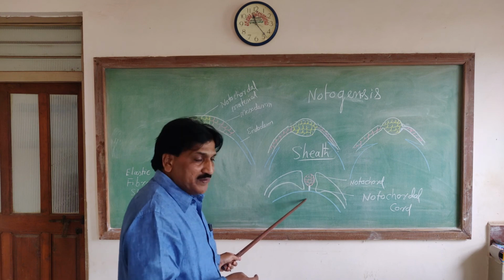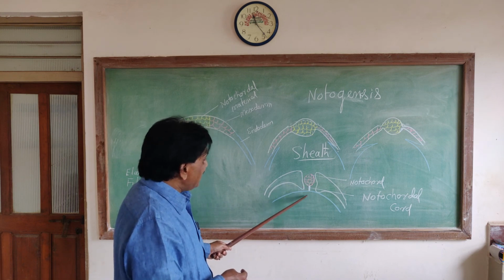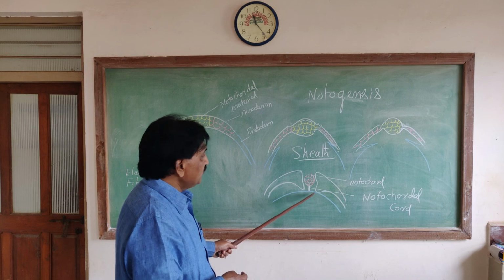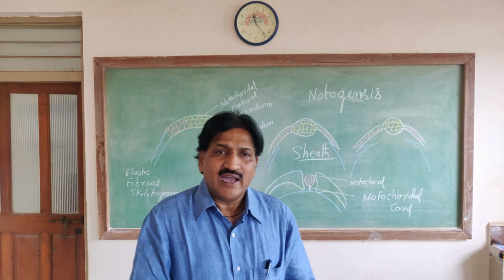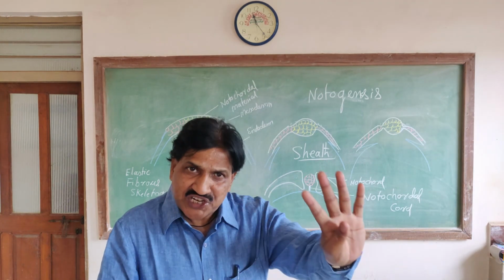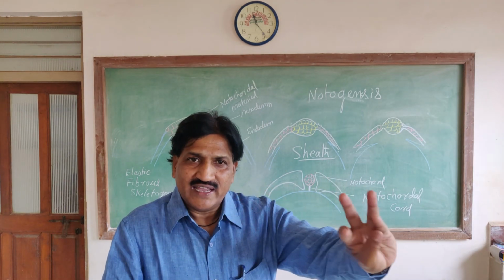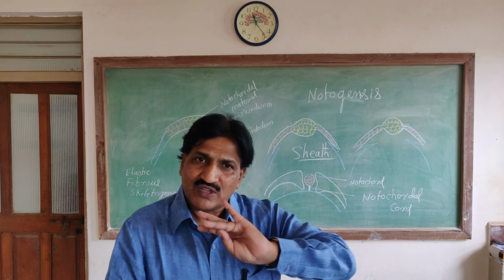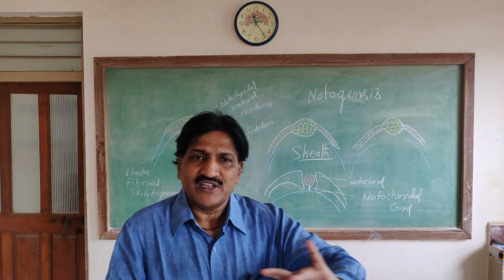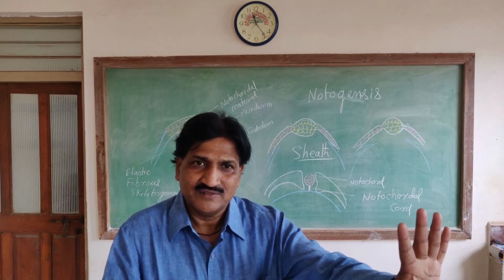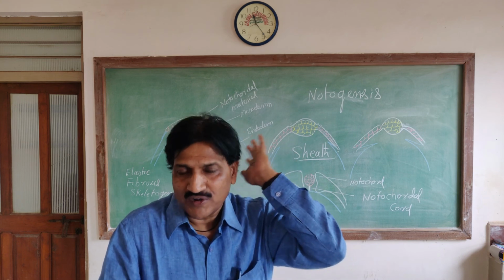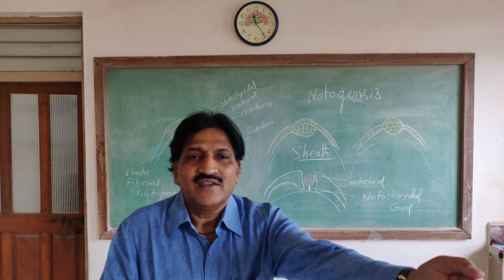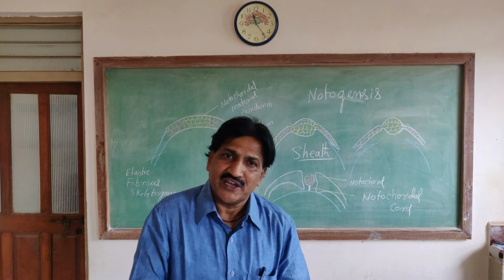In the case of amphibians, this notochord remains connected with the endoderm through a cord. That cord is called the notochordal cord, and it is covered by three sheaths. One is called the elastic sheath, the second the fibrous sheath, and the third the skeletogenous sheath. It extends from the pituitary body of the skull up to the tail region. Okay, thank you very much.